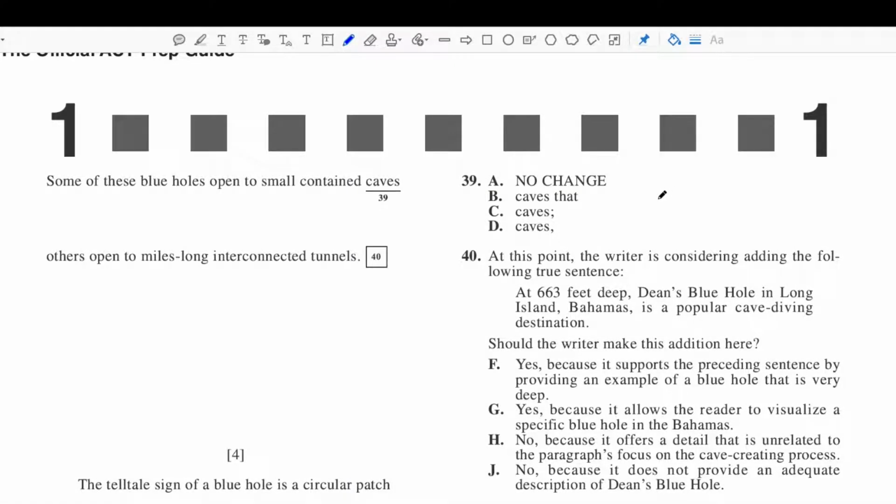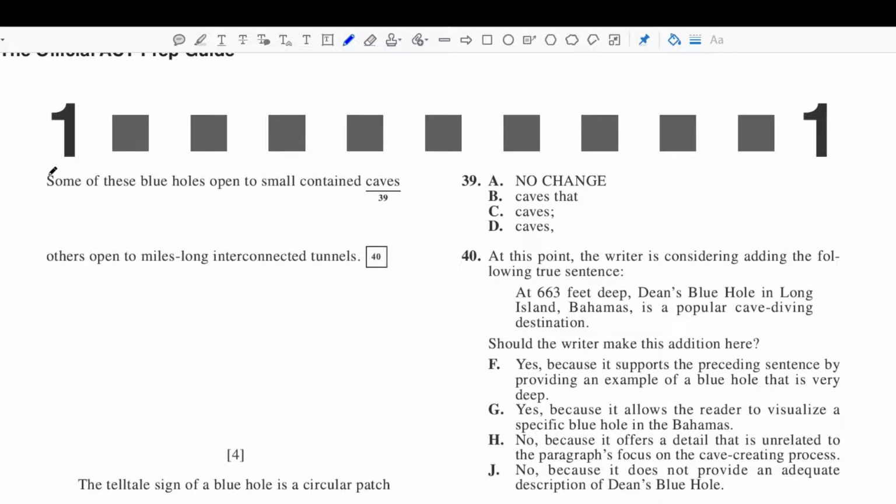Okay, so now we're at question number 39 on the ACT English test. Let's read this sentence as is. Some of these blue holes open to small contained caves, others open to mile-long interconnected tunnels. Okay, so does that sound like one sentence or two to you? Well, it should sound like two, right?